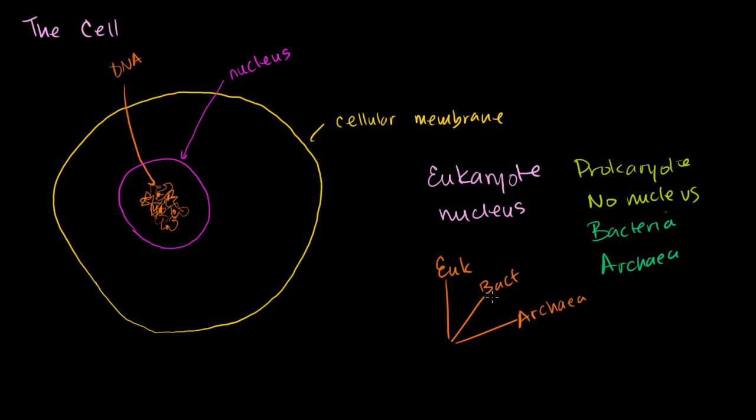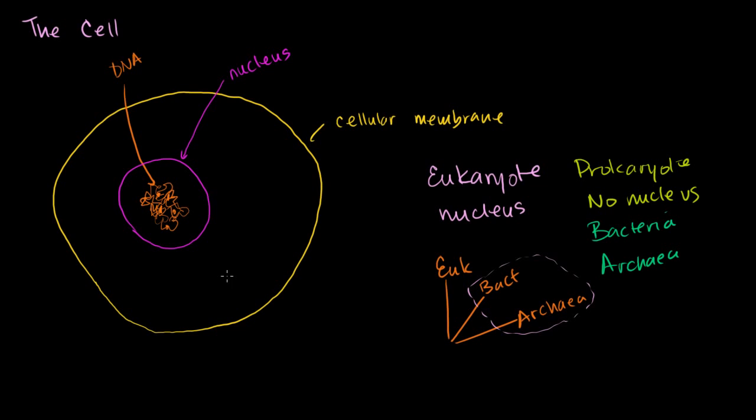We'll talk more about this in future videos. But if you want to say who has a nucleus, well, eukaryotes have a nucleus by definition. Who does not have a nucleus? Well, the bacteria and the archaea do not have nuclei, just like that.